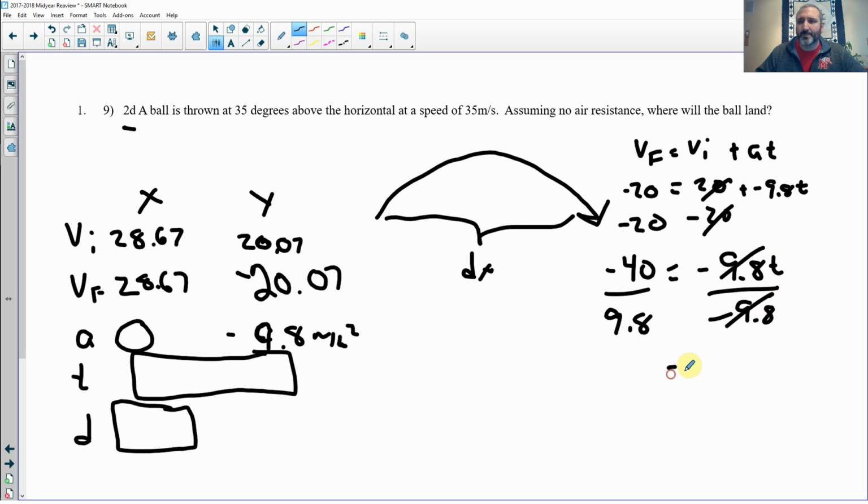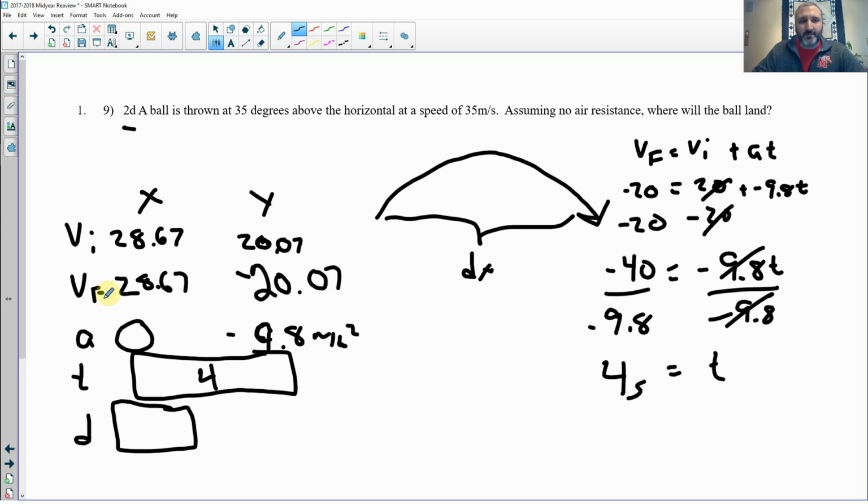Time will be negative 40 over negative 9.8, which should be about 4. Negative 40 divided by negative 9.8 is 4.08. So time, I'm going to round to 4 seconds. I don't think Mr. Tachi or I are going to go crazy if you take that rounding liberty. But I'm going to say, all right, so time up and down is 4 seconds. That means it also gets to go across for 4 seconds.